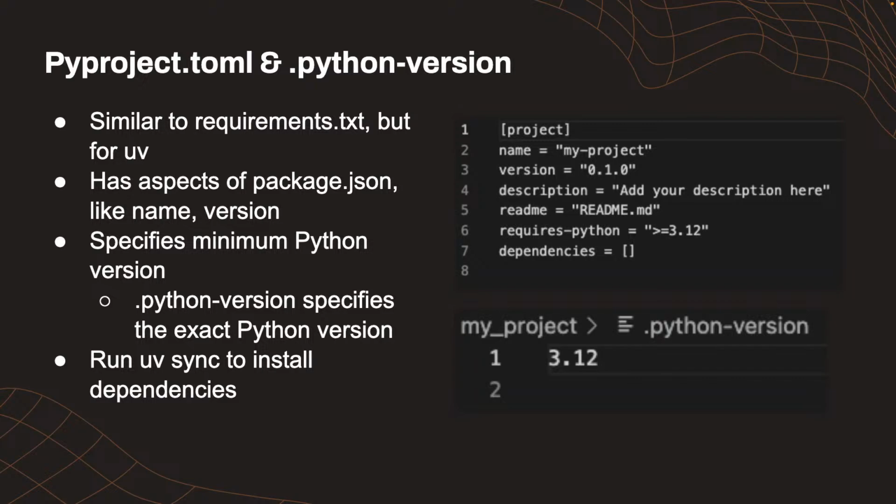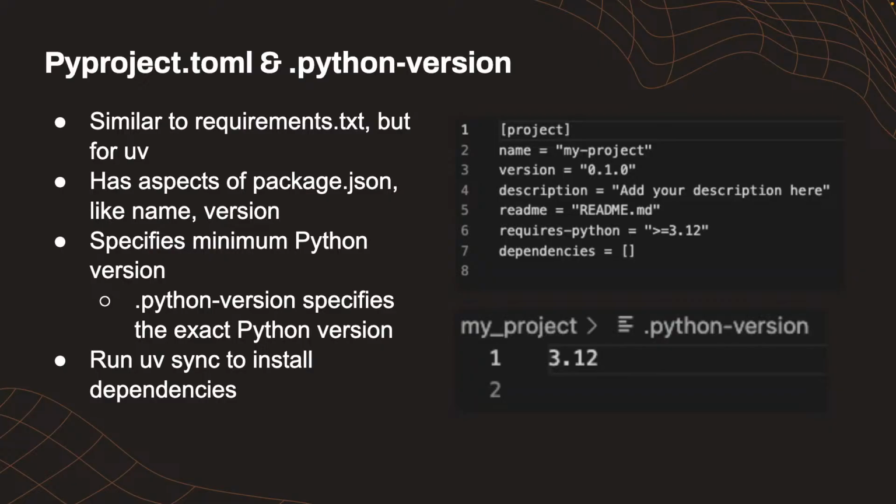Specific to UV are the pyproject.toml and Python version files. It's similar to requirements.txt, but for UV. It has some aspects of the package.json file, which is typically used for JavaScript and Node.js installations. So it has things like name, version, and description. It also specifies a minimum Python version.